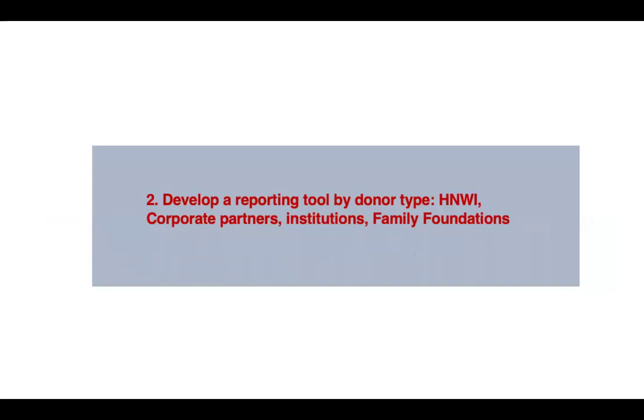Second, develop a reporting tool by donor type. The best way is to have a tool for each donor, because different grants provide different funding for different issues, and the KPIs that you need to report on are going to be a little different. So try to develop a reporting tool by donor type. And it's something you can actually use when you go and propose.